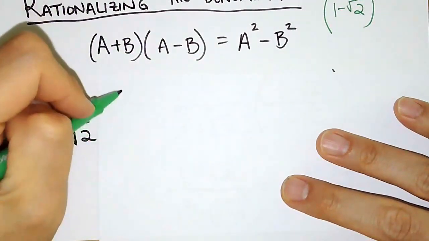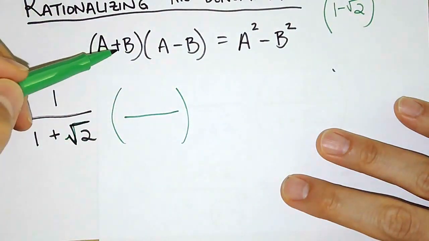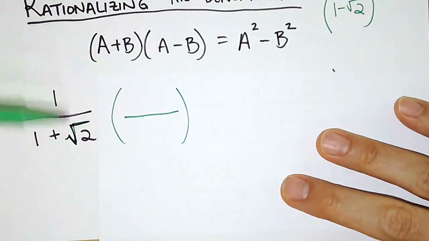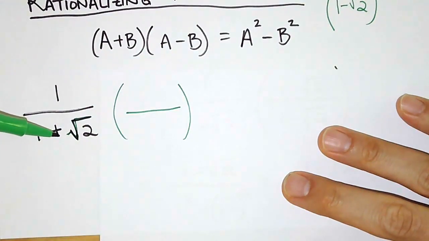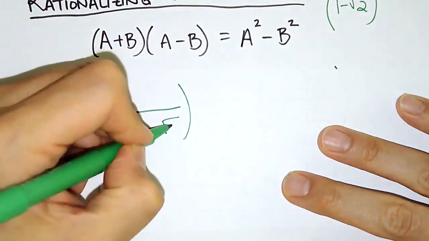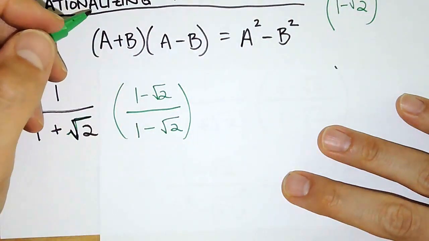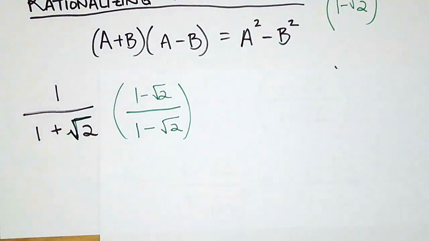I want to multiply this using a difference of two squares, right? So one is plus, one is minus. Since I already have the plus version of this, I'm going to multiply this by 1 minus square root of 2, top and bottom. Because in doing so, you're multiplying the whole thing by a 1, and anything multiplied by a 1 is the same thing. Okay, so we're not changing the value. We're just making it look different.